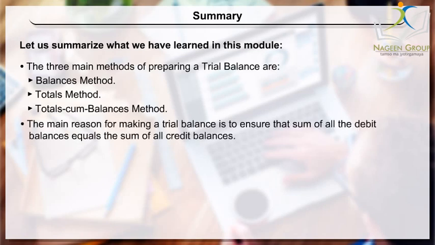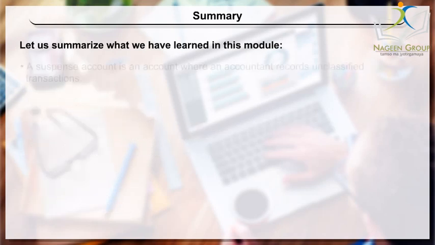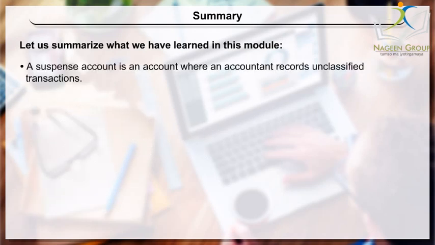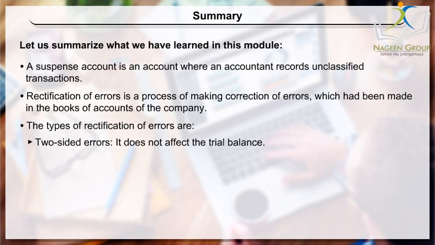The main reason for making a trial balance is to ensure that sum of all the debit balances equals the sum of all credit balances. Different types of errors in trial balance are: errors of omission, errors of commission, errors of principle, compensating errors. A suspense account is an account where an accountant records unclassified transactions. Rectification of errors is a process of making correction of errors which has been made in the books of accounts of the company. The types of rectification of errors are: two-sided errors. It does not affect the trial balance.